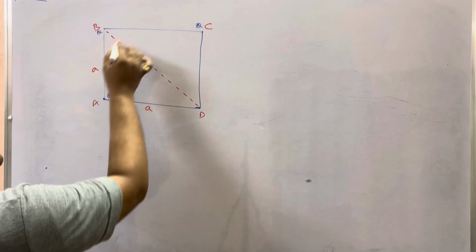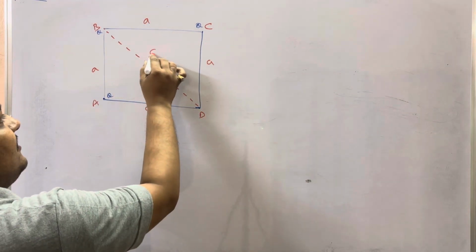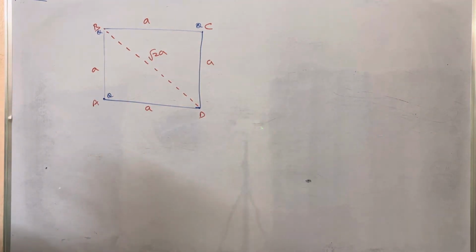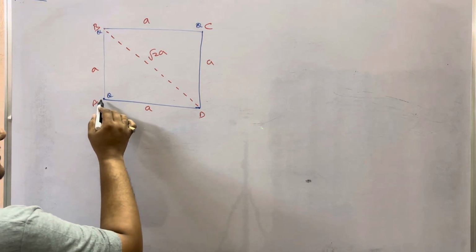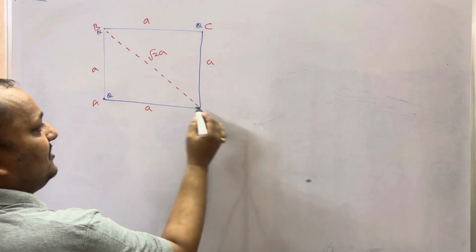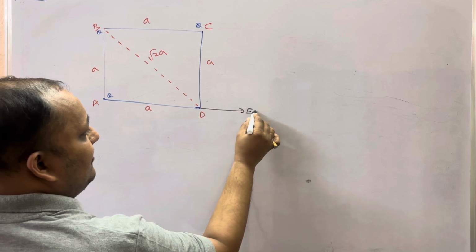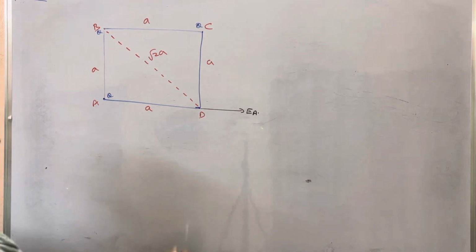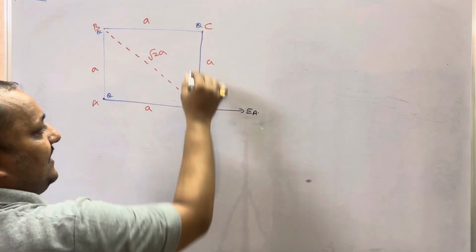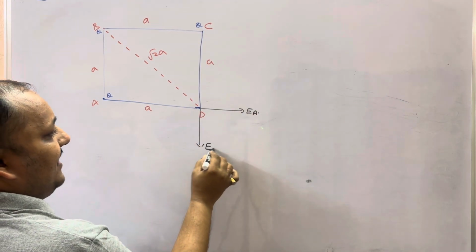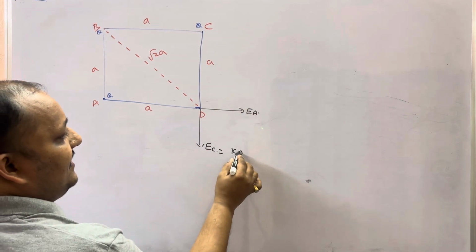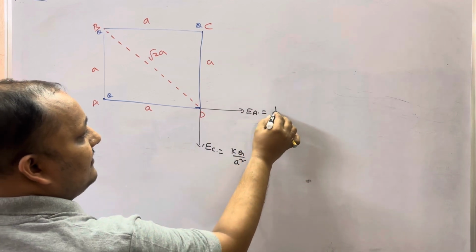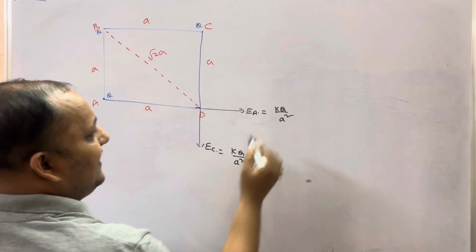So each side is going to be A, then the diagonal is going to be root 2A. Electric field due to A, because of positive charge, will be away. This is going to be EA. We are finding electric field intensity at the fourth corner. Next, electric field due to C is also going to be away. So what is EC? KQ by A square. This is also KQ by A square.